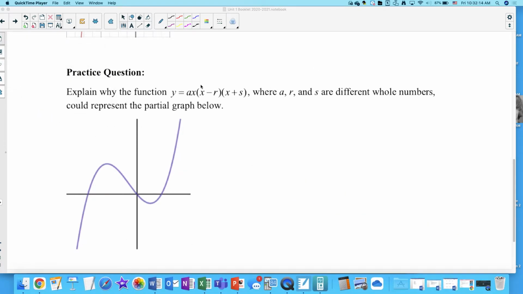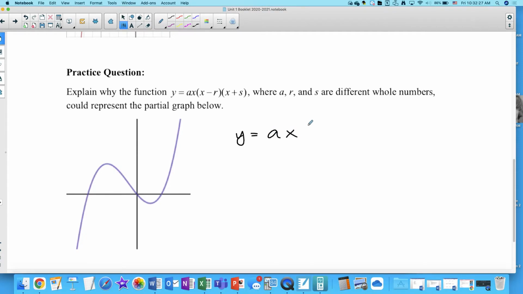Where's my pen? Here it is. I'm actually just going to write out the equation again. No, sorry. (x minus r), (x plus s).